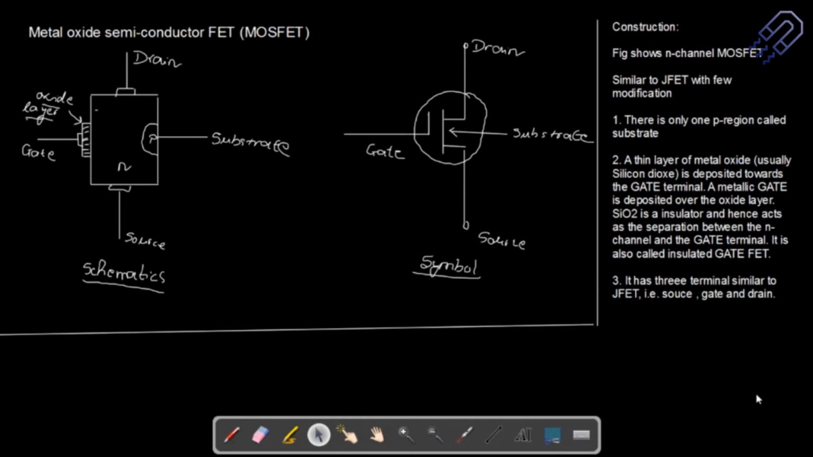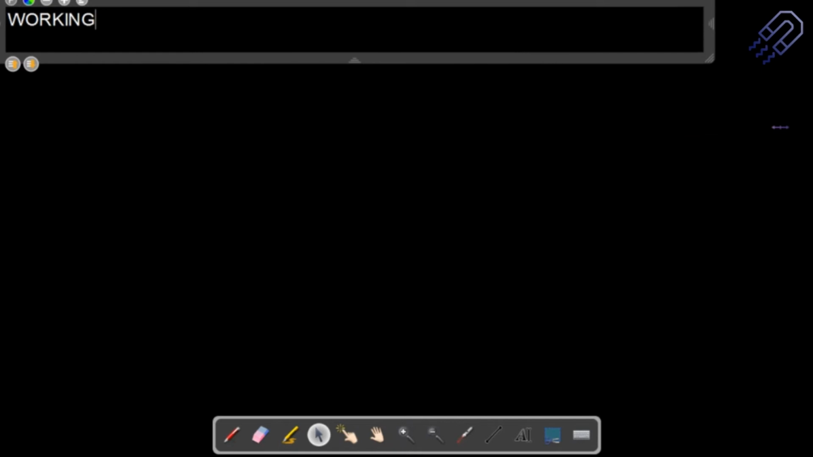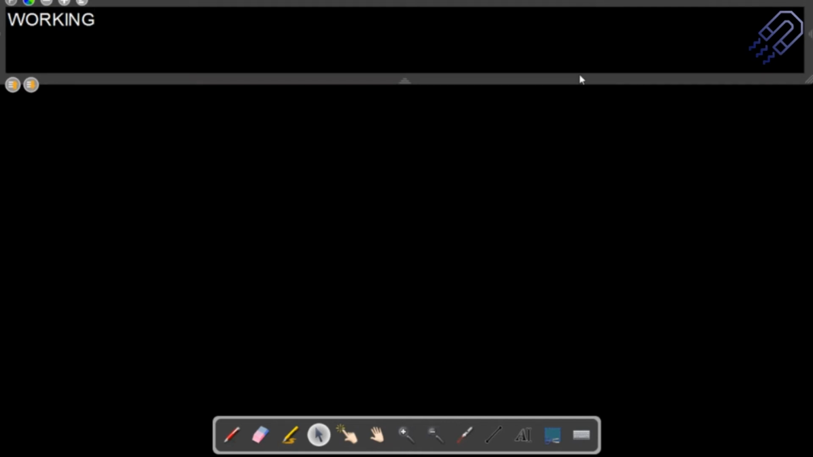Let's write down some important points on its working. Let's try to understand how it works. I'm just going to write down a few points here, and then you can make the sentences out of it. So working in general, it's the principle that we are talking about here.